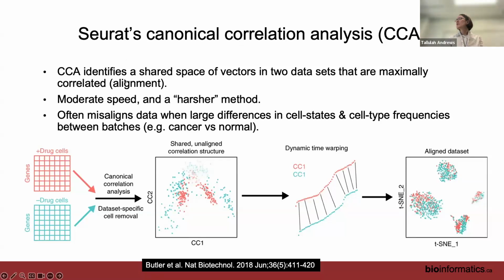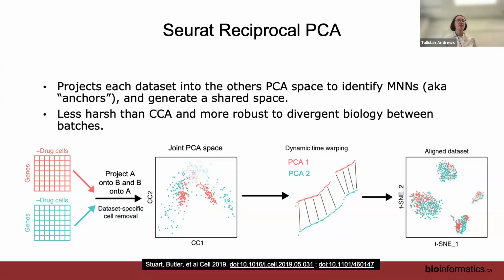So canonical correlation analysis is a variant on PCA where it tries to find a shared space between two data sets. This makes it a little bit harsher than your standard mutual nearest neighbor method. So it can misalign data sets when there's very large differences in the cell type frequencies. So Seurat now recommends using reciprocal PCA instead, which again uses mutual nearest neighbors.